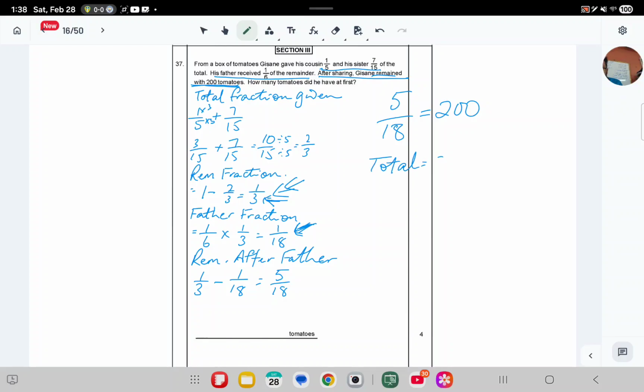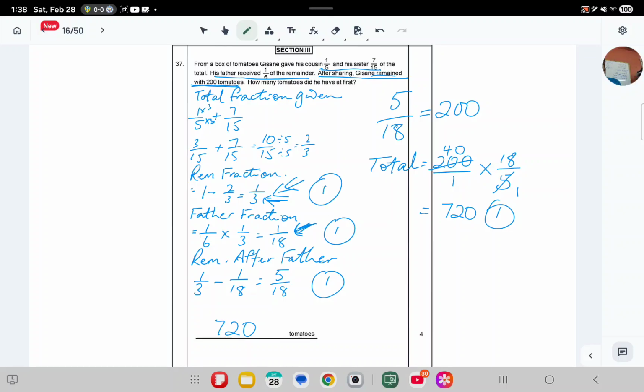To calculate the total, we take the quantity given, which was 200, and multiply it by the invert of the fraction that it is equal to, which is 18 over 5. Alright, 5 into 5, 1, 5 into 20 is 4, add the 0, 40, right? 40 multiplied by 18 should give us 720 tomatoes. So the total is 720. Alright, and that's how we get your 4 marks there.